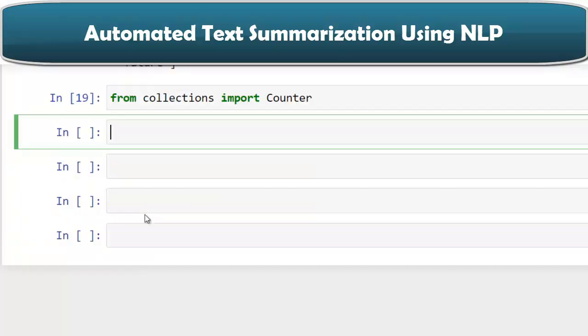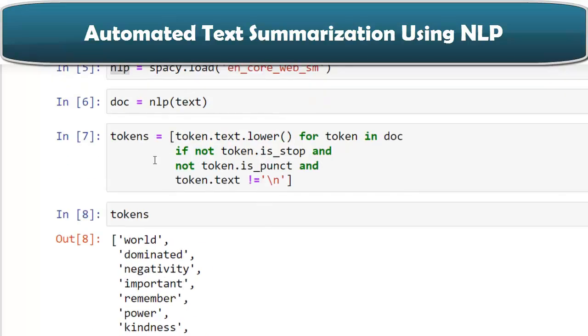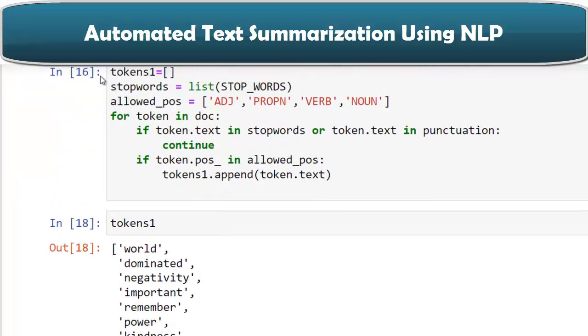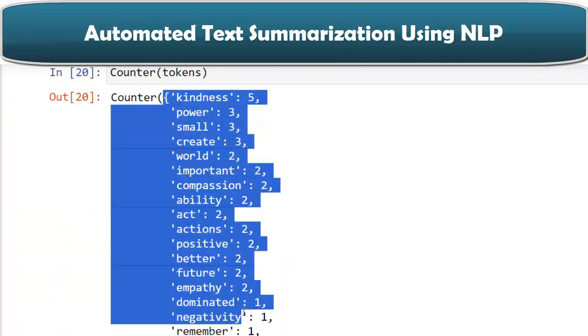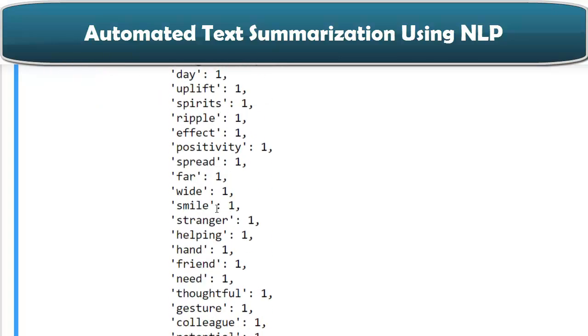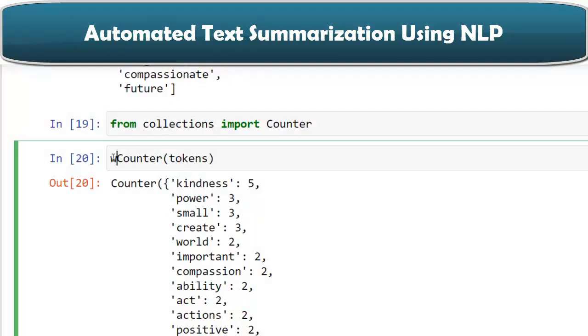Now let's calculate word frequency. So Counter, and here we have to pass tokens. Currently we are considering this code. You can consider this or this, any one. Let's execute this cell. As you can see over here, a Python dictionary. This particular word, kindness, occurs 5 times. Power occurs 3 times. Likewise, you can see over here. So we have successfully calculated word frequency, and let's assign it to one variable. word_freq is equal to this statement. You can give any other name as well.